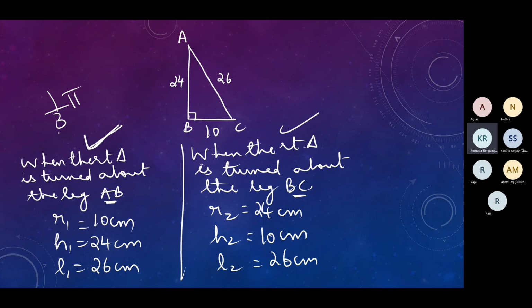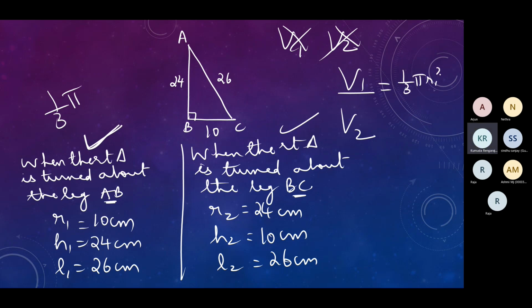But supposing the question is to find only the ratio. They're not asking you to find the volume. They only want the ratio of the volumes. They don't want V1 and V2. In that case, find the ratio straight away. Don't find the volumes. 1/3 pi R1 square H1 by 1/3 pi R2 square H2. Directly like this, you should find the ratio.